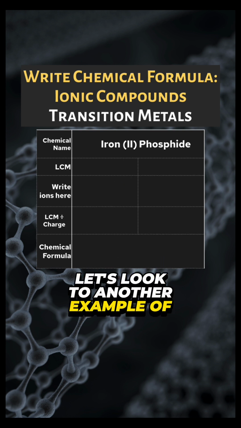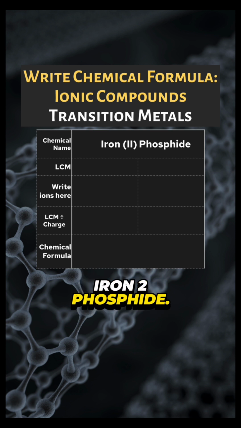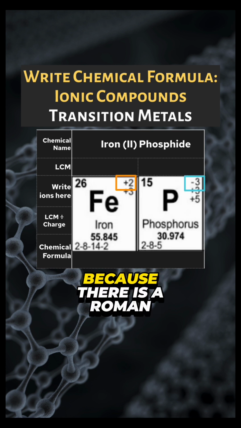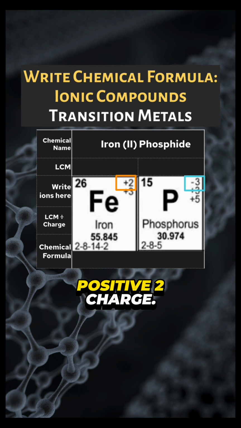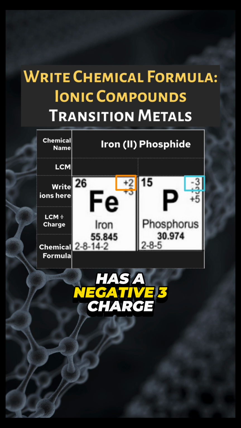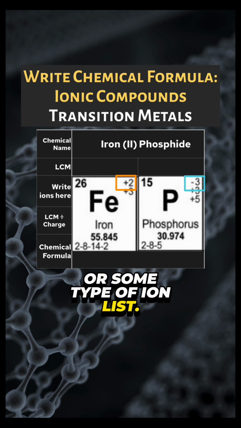Let's look to another example of writing chemical formulas for ionic compounds. Iron 2 phosphide. Notice that it contains a transition metal. Let's begin by verifying the charges on our ions. Because there is a Roman numeral 2 in the name, that means iron must have a positive 2 charge. And then we verify that phosphorus has a negative 3 charge from the periodic table of your choice or some type of ion list. Let's write it.